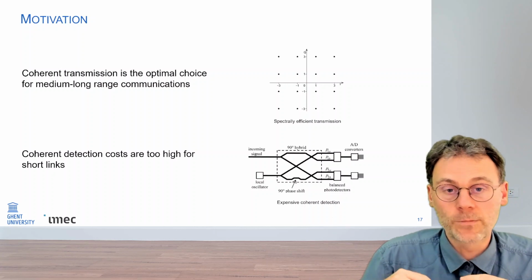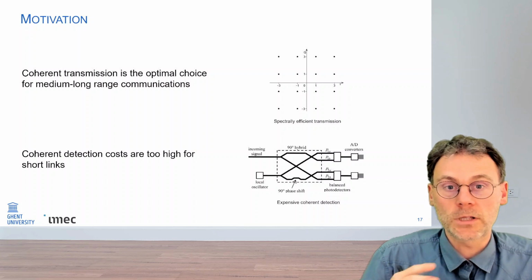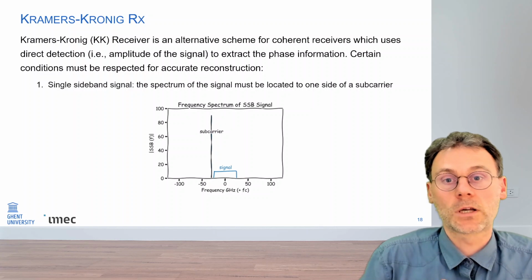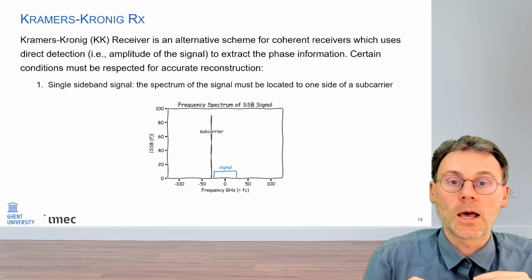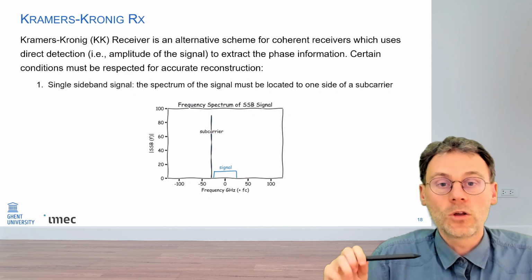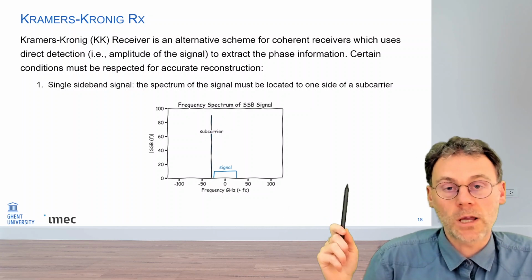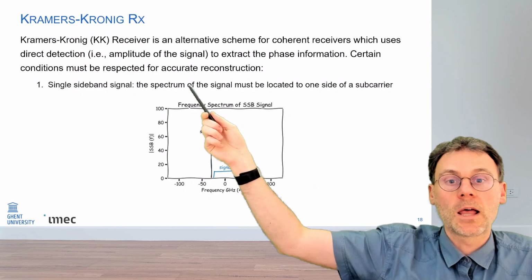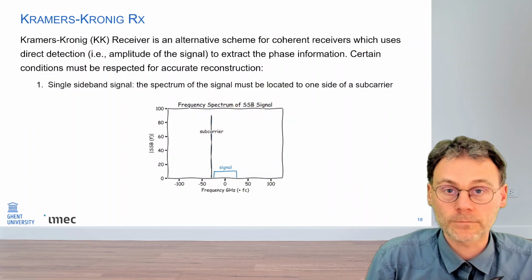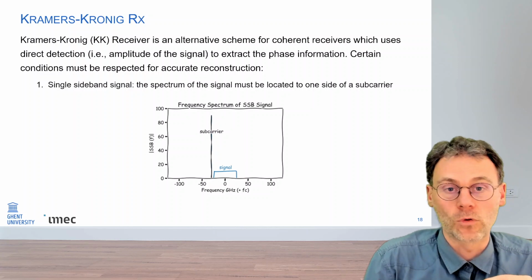Now, this is why people a couple of years ago introduced a different type of receiver scheme based on the Kramers-Kronig dispersion relationships. And basically, the idea here is that for a certain class of signals, you can get away with just measuring the amplitude of the signal, and then by doing some DSP, you can extract the phase information as well. Now, obviously, this is not true for all signals.